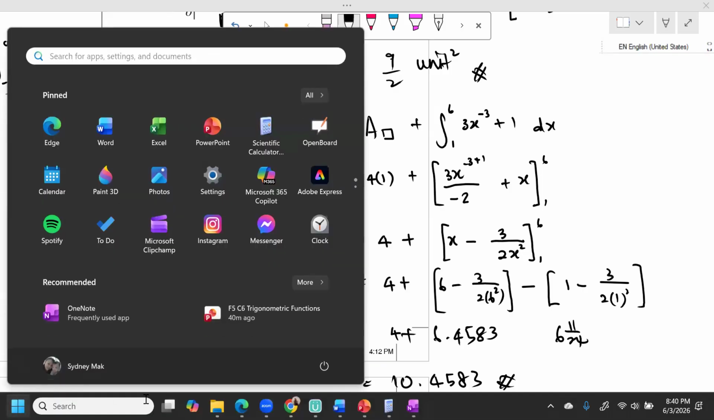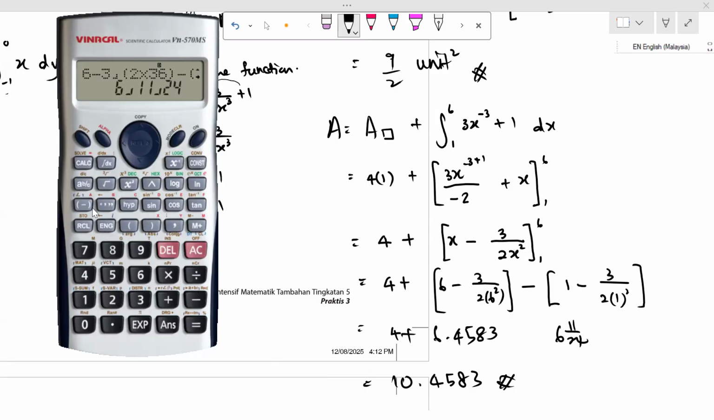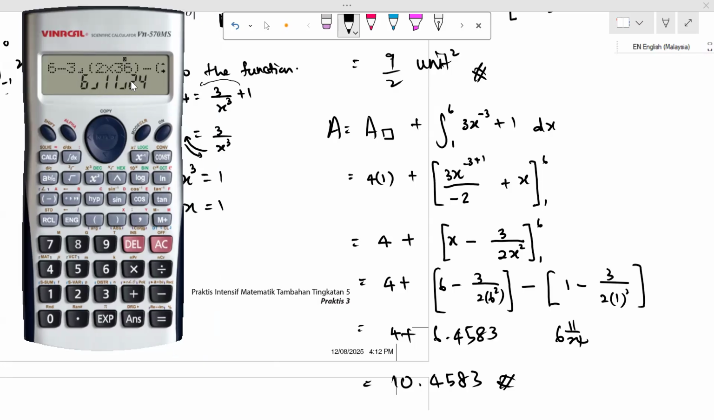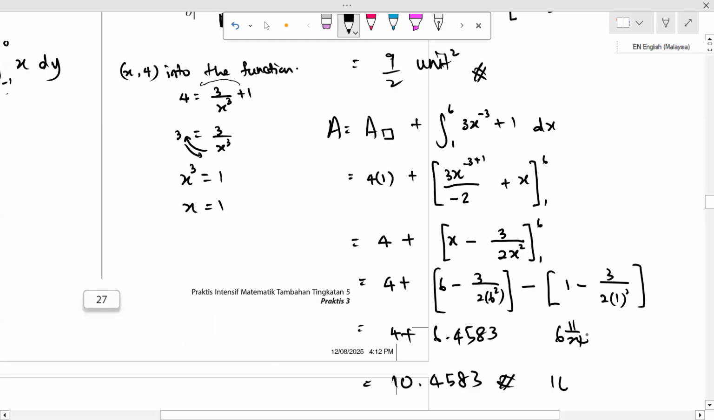Double check if that is 6.4583. Yeah, 6.4583. But why can't I change it back? I don't know. Maybe I need to be not sure. But decimal is okay. Either you write this or you write that. If you write this, your final answer will be 10 and 11 over 24. Either one.